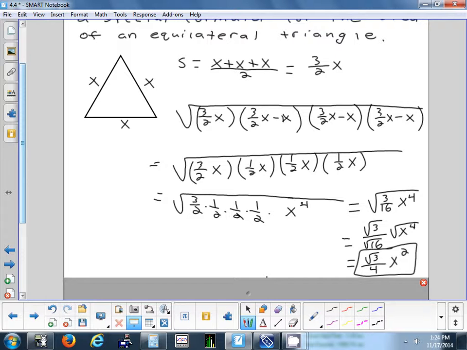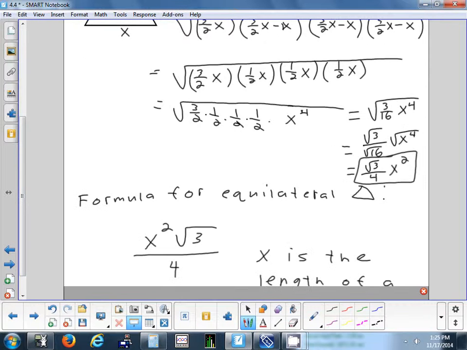And there's your formula to find the area of an equilateral triangle. All you need to do is take the length of the side, square it, multiply by the square root of 3, and divide by 4. And that's a shortcut to using Heron's formula. So it's x squared times square root of 3 over 4. And again, x is the length of a side.